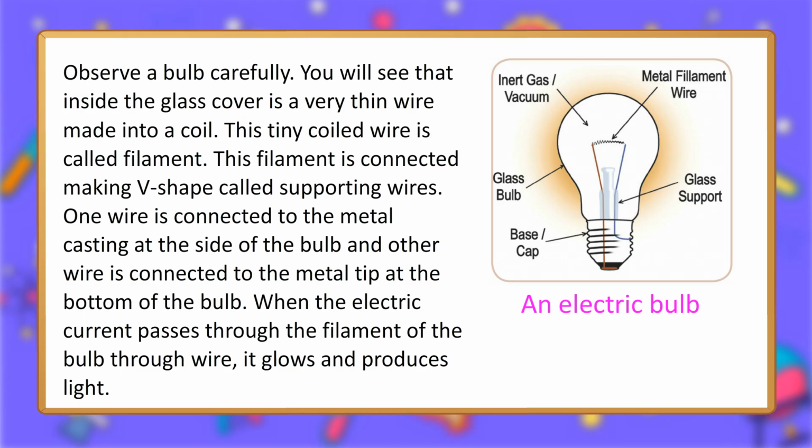This tiny coiled wire is called the filament. This filament is connected, making a V-shape, by supporting wires. One wire is connected to the metal casing at the side of the bulb and the other wire is connected to the metal tip at the bottom of the bulb. When the electric current passes through the filament of the bulb through the wire, it glows and produces light.